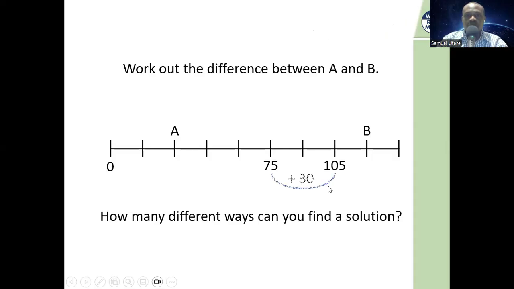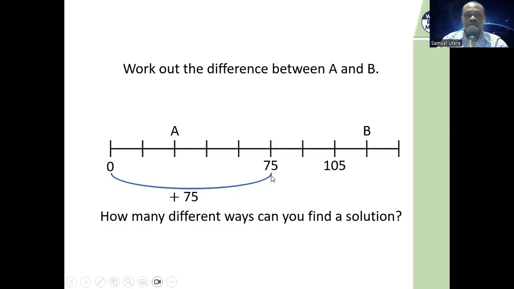So you see, 75 and 105 has 2 intervals. And the difference between 75 and 105 is 30. So I can simply divide 30 by 2 and then that gives me the value of each interval. Remember, the intervals are equal. So I can then use that information to complete my number line, which gives me the numbers I need. And then once I find the numbers, I can then subtract A from B.